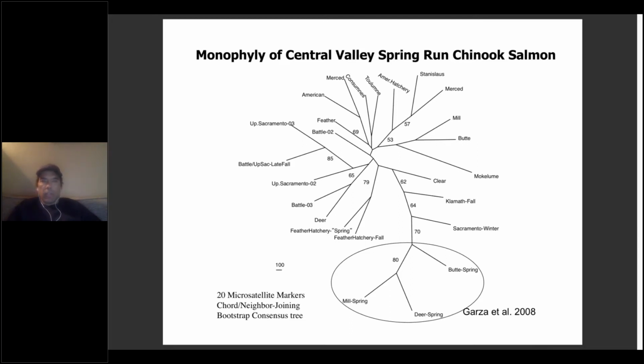And the second thing I want you to notice from this is that the Feather River spring stock is in fact very closely related to the Feather River fall stock, and in fact, we now know that it's a true spring run stock, but it's one that is on a fall run, an ancestral fall run genetic background, presumably from the ancestral Feather River fall run, and some spring run fish that were crossed onto that background and then selected for to maintain that stock.